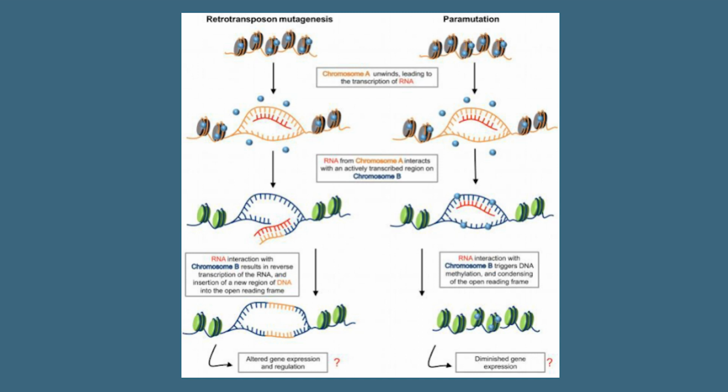How? Because chromosome B is being converted into DNA and then into RNA with the help of reverse transcriptase enzyme, and it is being incorporated into the open reading frame. Whereas in the second case, that is in paramutation, chromosome B is not reverse transcribed, it is not incorporated into the open reading frame, but is blocking the open reading frame, and as a result the gene is getting silenced.